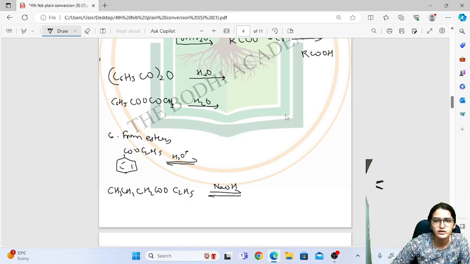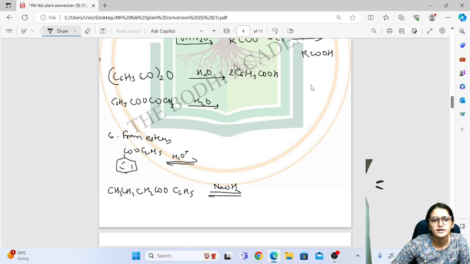Then next is using anhydride. Anhydrides treated with water will give us carboxylic acid, that is two carboxylic acids. One is C6H5COOH plus CH3COOH. Or I can write, when I take the same type of alkyl group, that time we get the same type of carboxylic acid, that is here we are getting two benzoic acid molecules. Now here we have taken same groups, that's why we are getting the same carboxylic acid here.